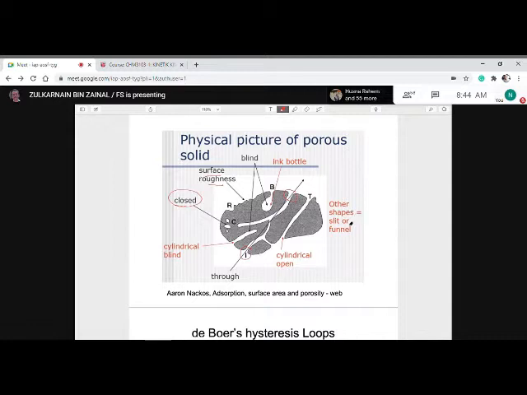You can also have other types of pores: slit pores, very slim pores, and tunnel or funnel-like pores. You know the funnel, right? So these are the types of pores that you can have in materials. For example, in characteristic carbon, you can have a lot of types of pores, and some of these pores you can find in the carbon.